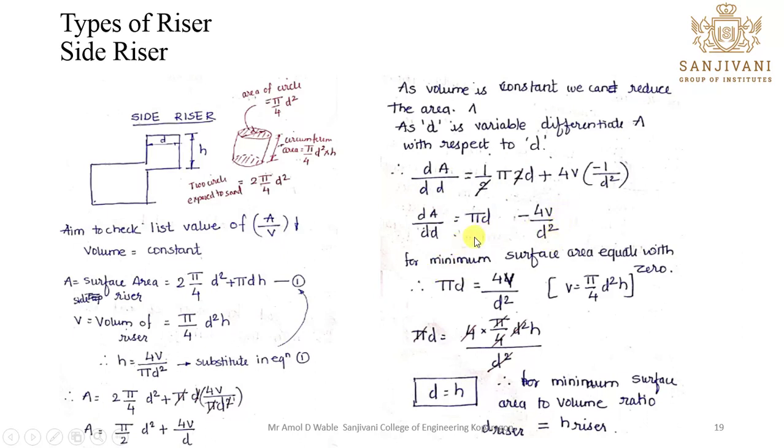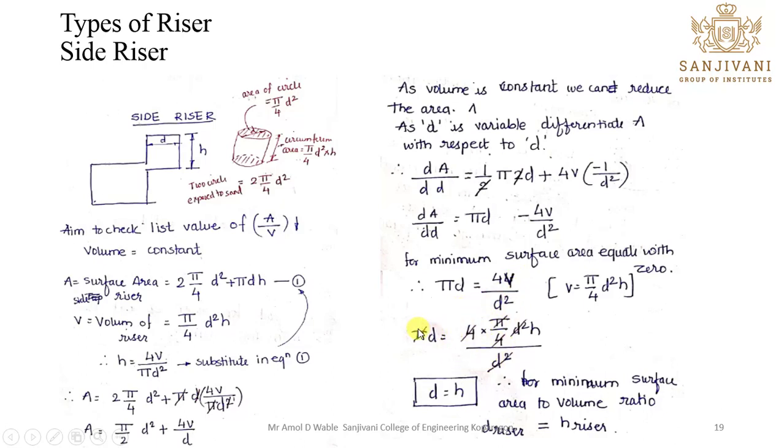So for minimum surface area you have to equate this term with 0. So if you equate it, you can write down that pi d is equal to, now this term will go towards the other side, and this minus will become plus, and pi d will be equal to 4V upon d square. You can put the value of V, that is pi by 4 d square h. After putting this, you need to solve it.